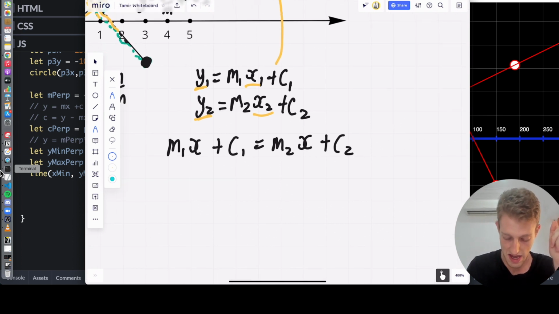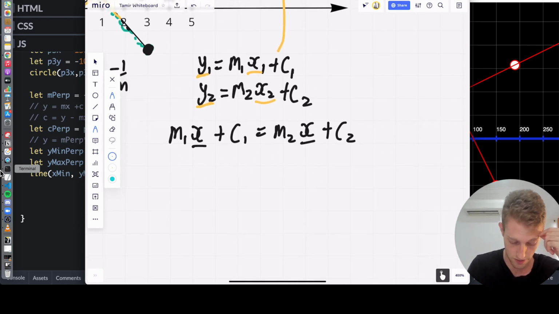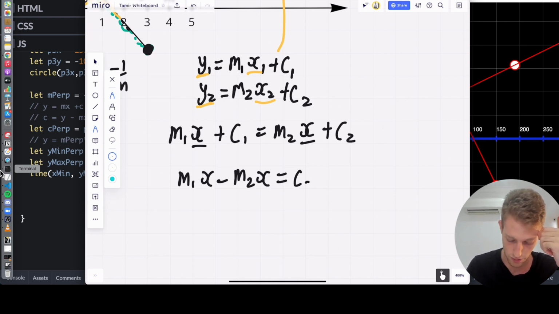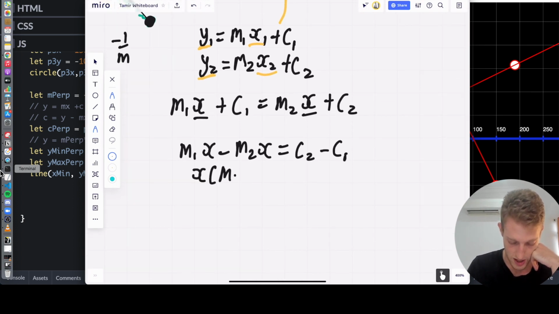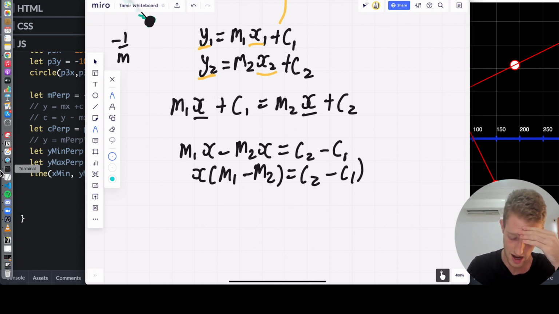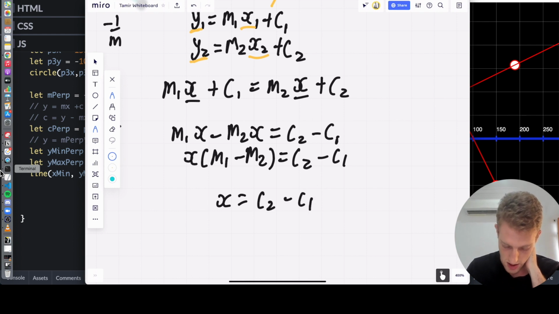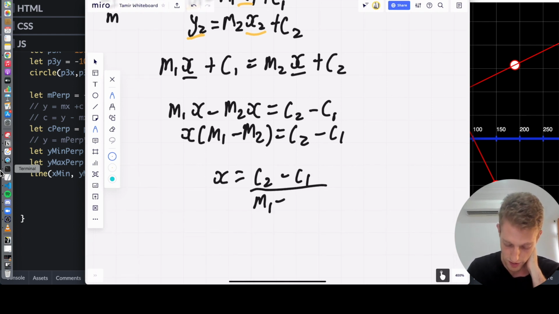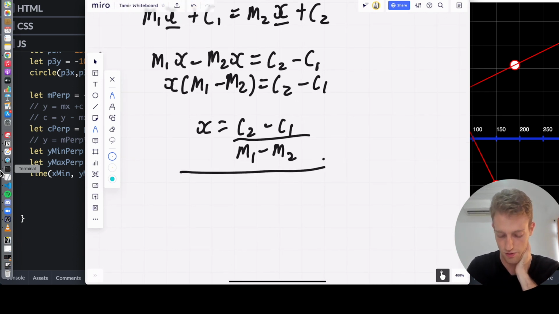And now let's go ahead and solve for x. So let's bring all of the x's onto the left side. So I can say m1x minus m2x is equal to c2 minus c1. I'm going to factor out the x. So I get x times m1 minus m2 is equal to c2 minus c1. And then I can just divide both sides by m1 minus m2. So I get x is equal to c2 minus c1 over m1 minus m2. Now this is a generic equation for any two straight lines. Any two straight lines this will work.